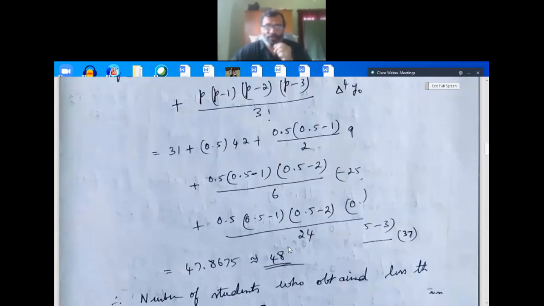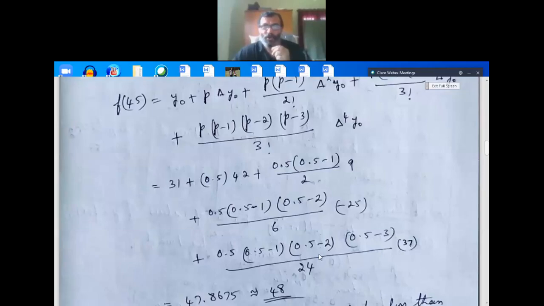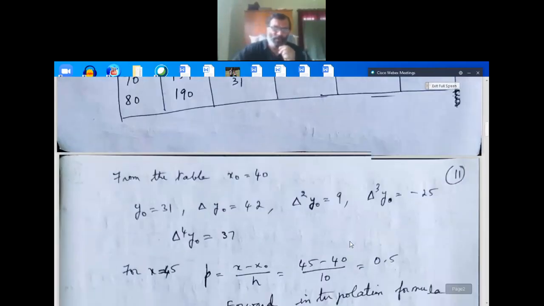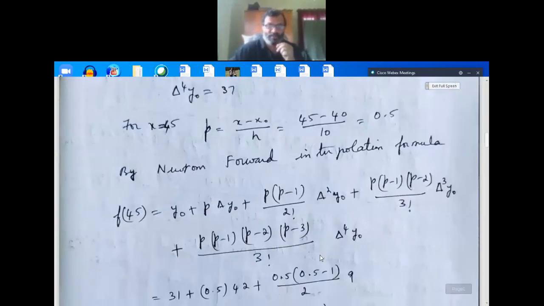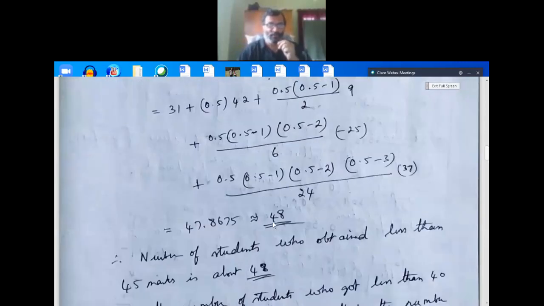So 4 factorial is 24. Then we have del 4 of y naught, and del 4 of y naught is 37. Now I need not tell you how to do it: take 37 and use the calculator. When you use the calculator, you will get 42.47. I might be wrong, so just check whether the answer is correct using the calculator.